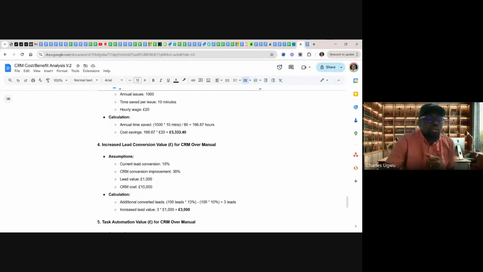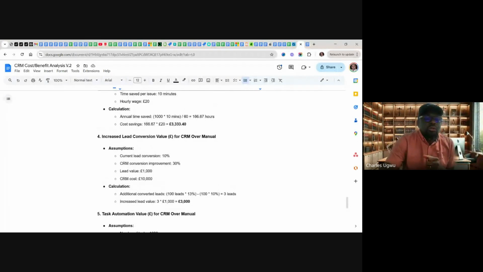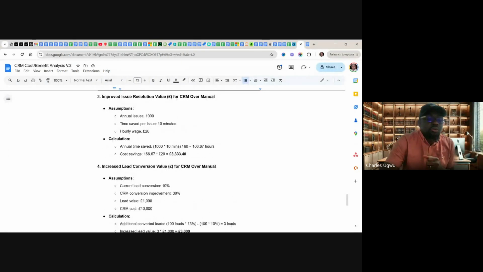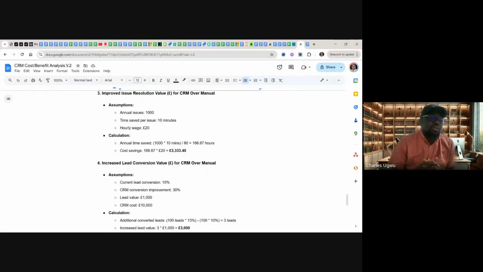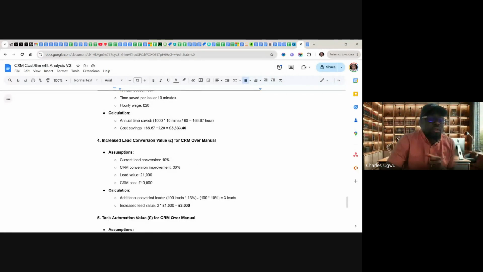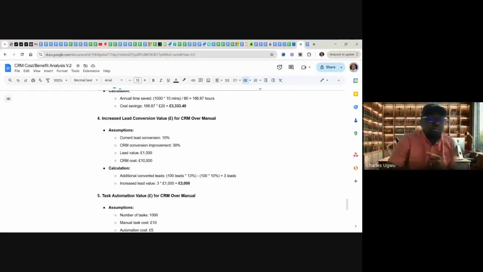And the cost savings is going to be 166 by 20, that is 3,333 pounds 40p. And that's it. So the main thing I want us to understand is the formula for this calculation. Then let's look at increased lead conversion.